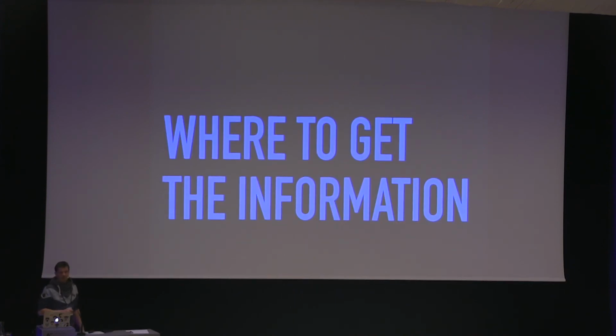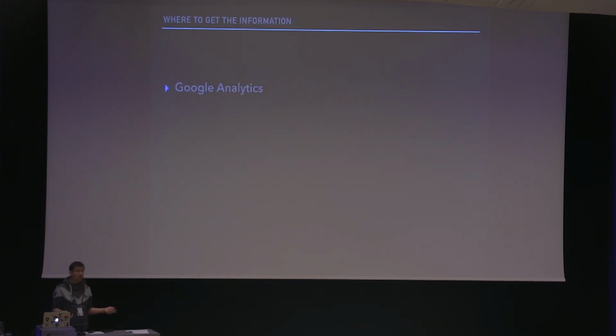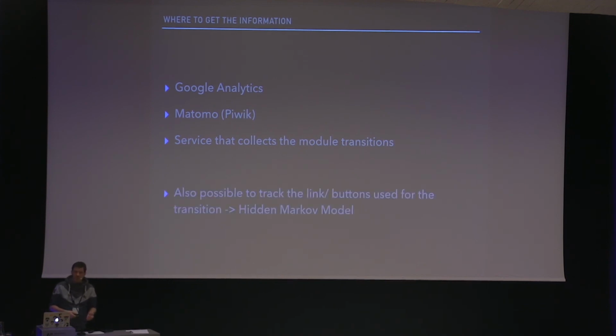I'm a little bit out of time, so I will go shortly into how to get the information. Google Analytics, if you have Google Analytics on your application already, fine. Maybe you find enough information. If you're more into open source, go to Piwik, what is now known as Matomo. Or if you don't have anything like that, just create a small cloud function and post every transition from one module to another to that cloud function. If you want to build hidden Markov models, you can also take into account how you came from one module to another, but for Markov chains, that doesn't matter.